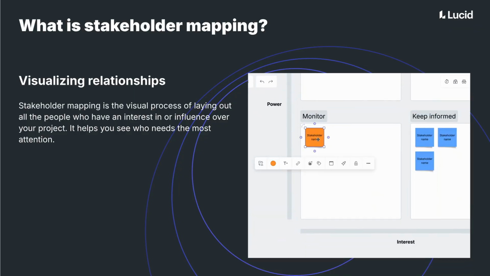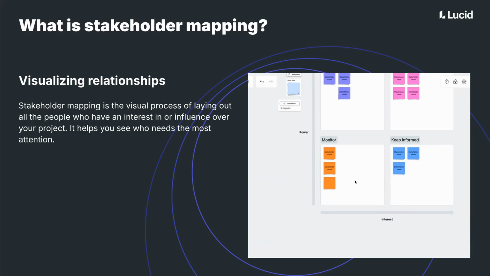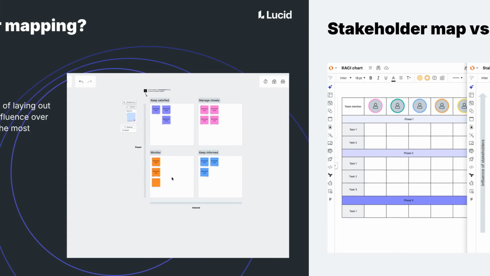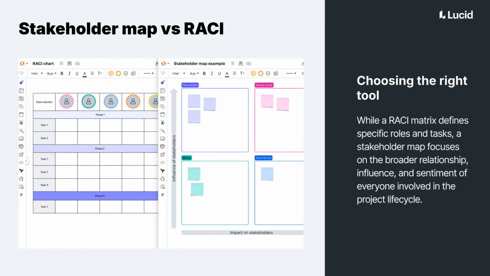What is stakeholder mapping? It is the visual process of laying out all the people who have an interest in or influence over your project to determine how to engage them. Stakeholder mapping versus RACI matrix. While a RACI matrix defines specific task roles, a stakeholder map focuses on the broader relationship, influence, and sentiment of everyone involved in the project.